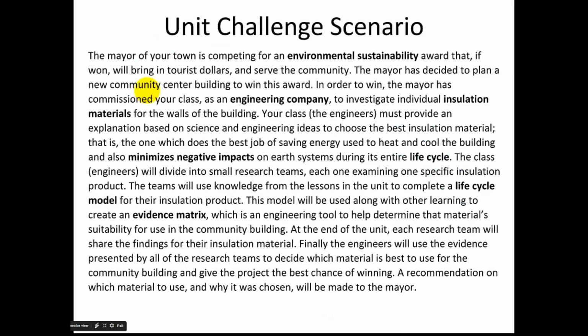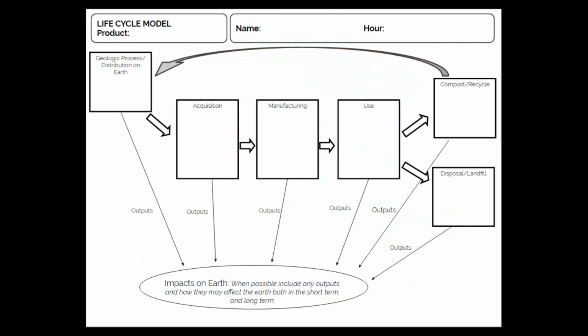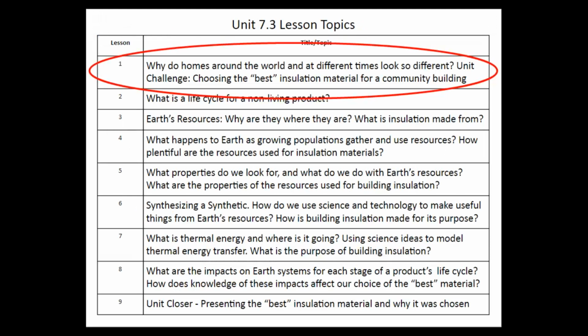You've probably already seen that the unit challenge scenario is found in the Unit Overview document, and it's also presented here on this slide. Note that the bold words are those which are likely to be unfamiliar to middle school students. This is okay because they will be returning to these ideas in the lessons, usually several times. Now we will use the Life Cycle Model graphic organizer, shown here, as well as this table, to go through each lesson in the unit.